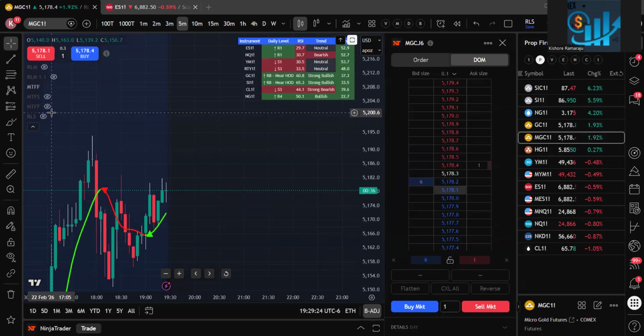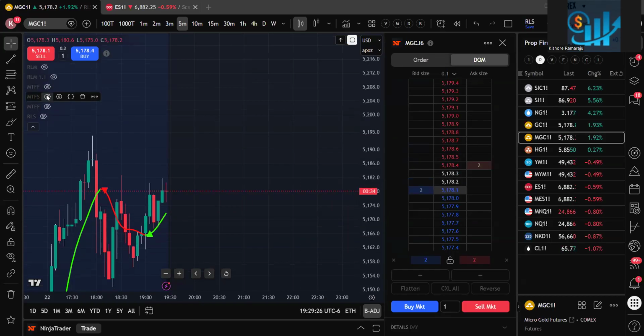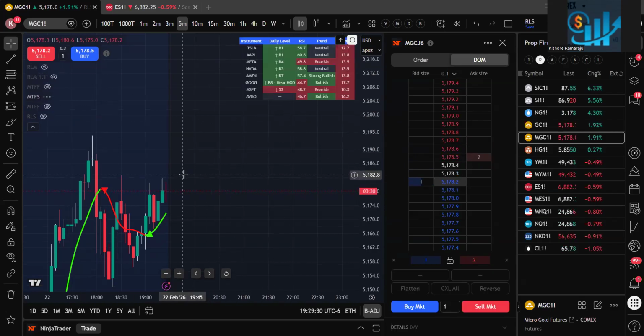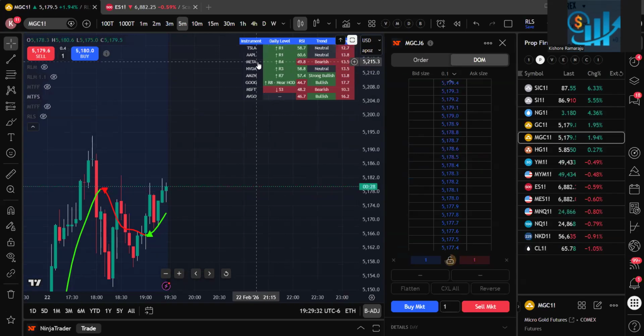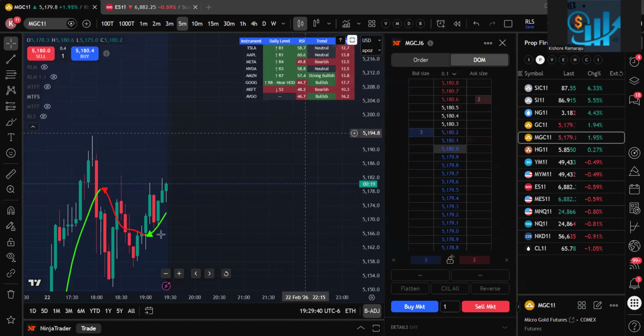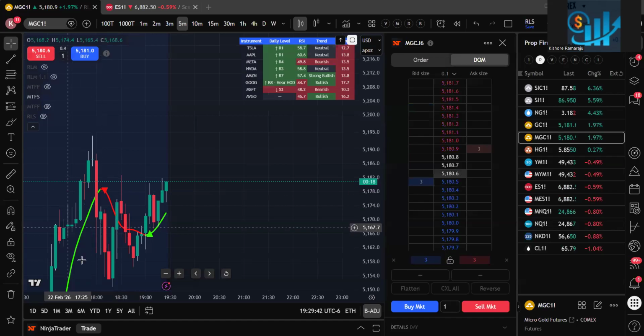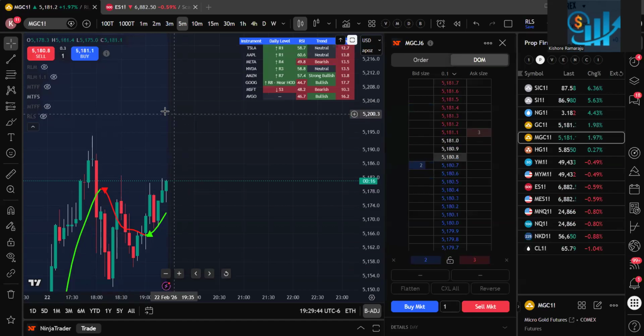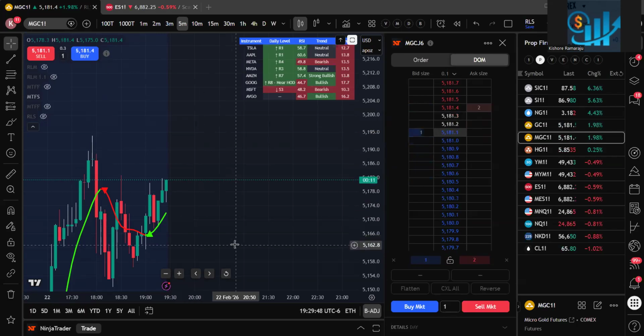Same thing in the morning time, you check out different tickers like Tesla, Apple, Meta. There'll be some strong bullish, there'll be some strong bearish. Then you can buy calls, buy puts. If something is bullish and you get a pullback, then again it will go all the way up. If something is strong bearish and you get a pullback, again it will drop all the way down.